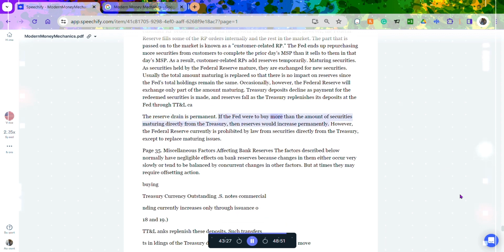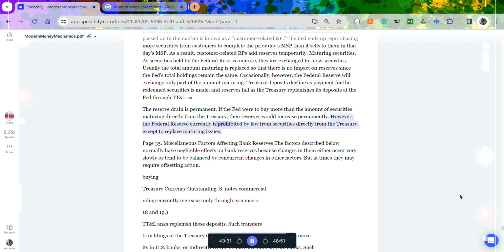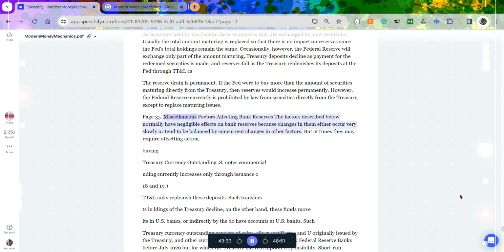If the Fed were to buy more than the amount of securities maturing directly from the Treasury, then reserves would increase permanently. However, the Federal Reserve currently is prohibited by law from buying securities directly from the Treasury, except to replace maturing issues. Page 35. Miscellaneous factors affecting bank reserves.